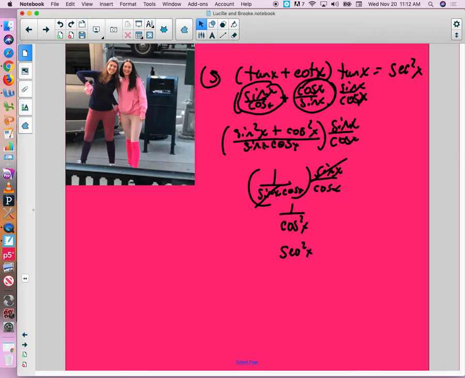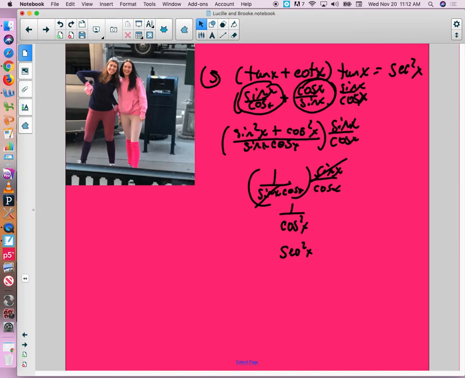Girls, let me pause for a minute. If I have 1 over sine cubed, I can call that cosecant cubed. But if I have sine cubed plus cosine cubed, that does not equal 1. If I have sine plus cosine, that does not equal 1. It equals something crazy. Those are the Pythagorean identities. They have to be squared.